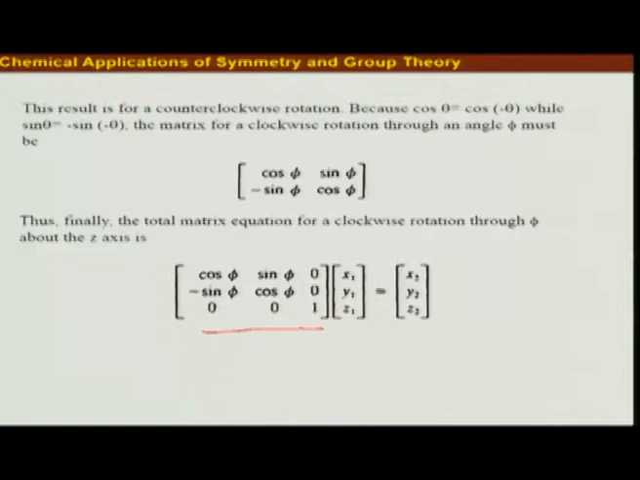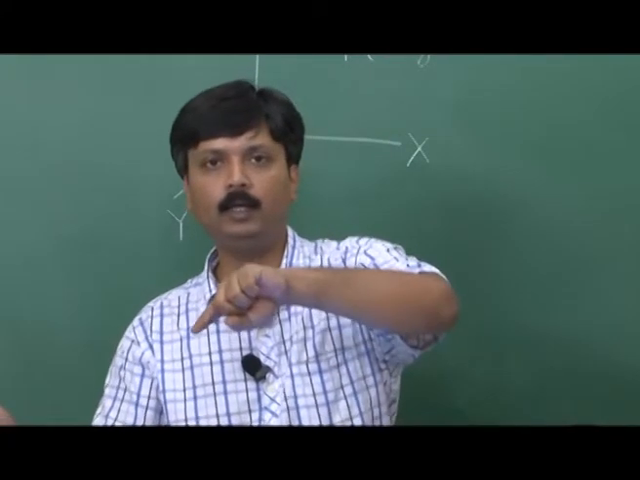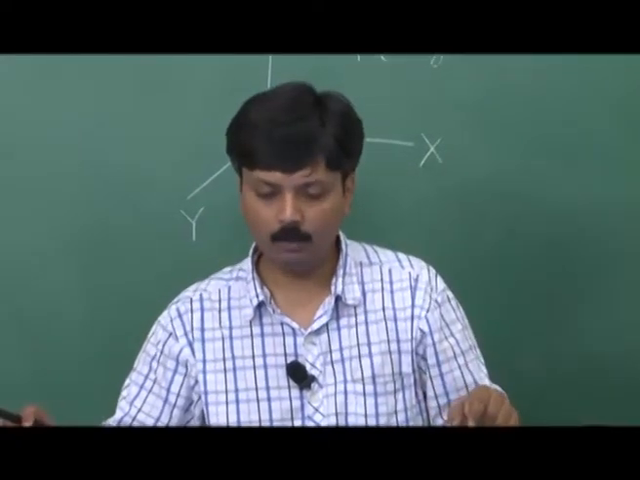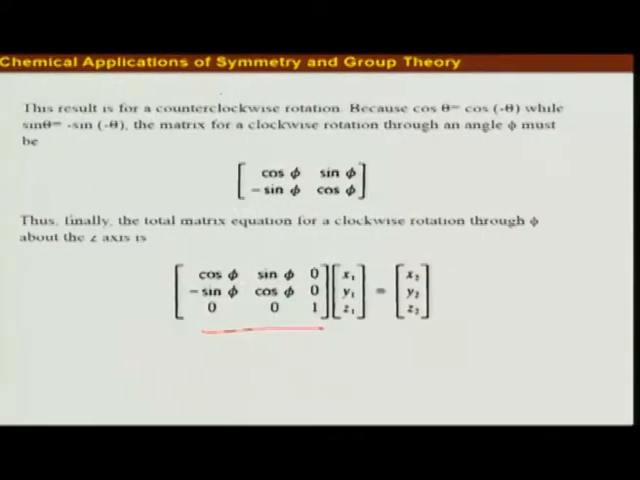Okay, it can be either clockwise or counterclockwise. So whatever we did, we rotated in this fashion, right? If we just go back here, we went from x1 y1 to x2 y2, which is counterclockwise, right? So all our derivation is based on so far a counterclockwise rotation.